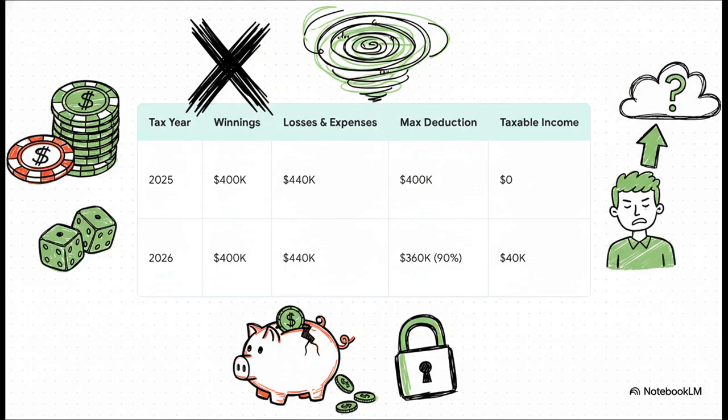Now, let's flip back to the wagering side for a second, because things are about to get really painful here. The One Big Beautiful Bill Act, or OBBBA, is a game changer starting in tax year 2026. Look at this example. A gambler has $400,000 in winnings and $440,000 in losses and expenses. In 2025, they can deduct losses up to winnings, so they break even, zero taxable income. But in 2026, their deduction is capped at 90% of their winnings, so they can only deduct $360,000, which creates $40,000 of phantom taxable income out of thin air. This completely changes the math for professional gamblers.